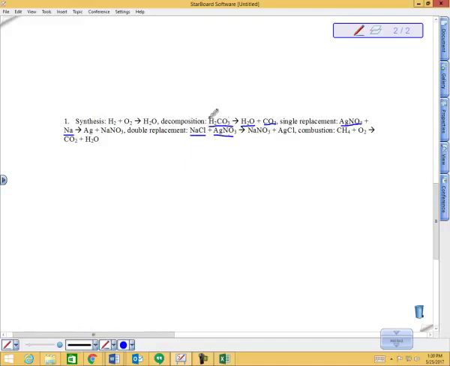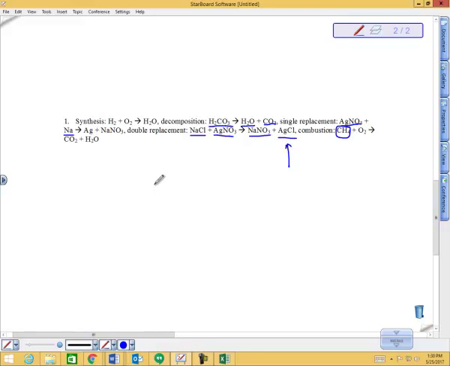And when they switch places, the sodium and the silver, you'll make some sodium nitrate, which is soluble, but then this one right here, the silver chloride, is insoluble, and so that'll be your precipitate. And finally, the last one is combustion. In a combustion reaction, you're going to have some kind of hydrocarbon. I chose a very simple hydrocarbon. And that hydrocarbon is going to react with oxygen, and you will always make CO2 and H2O.